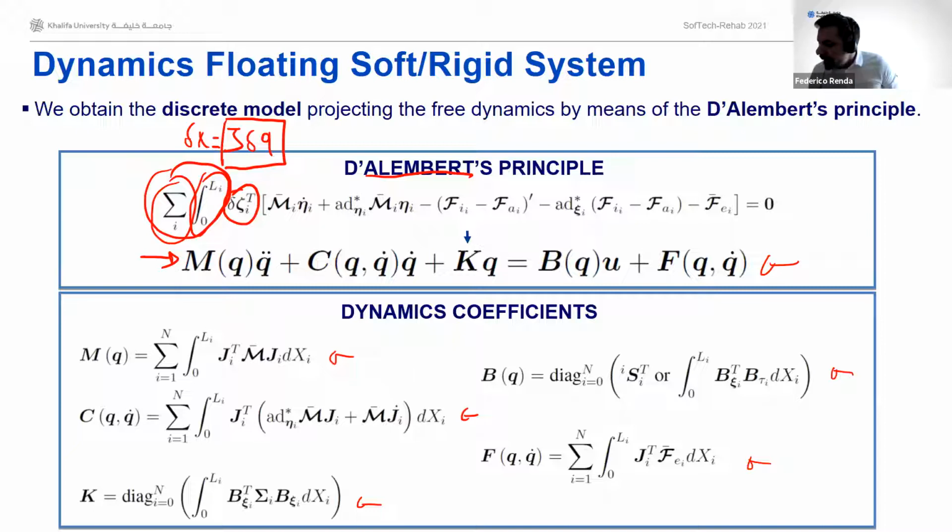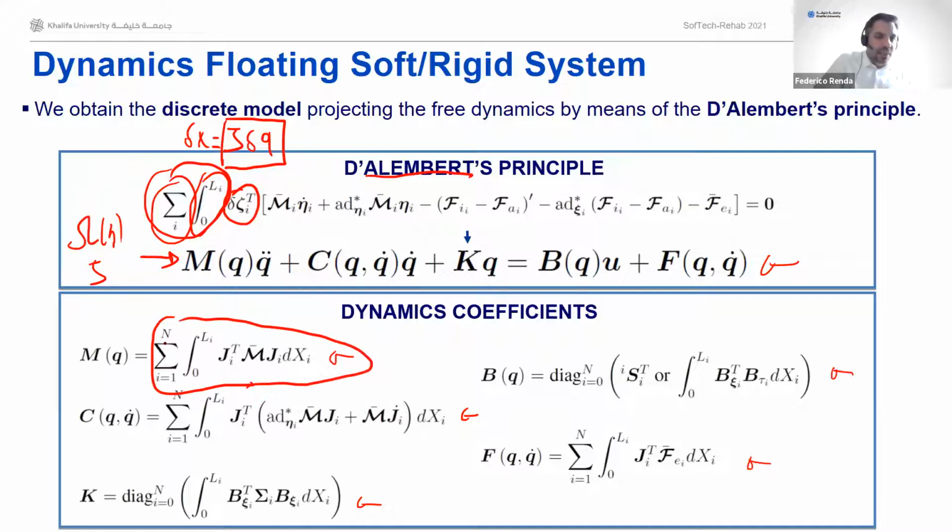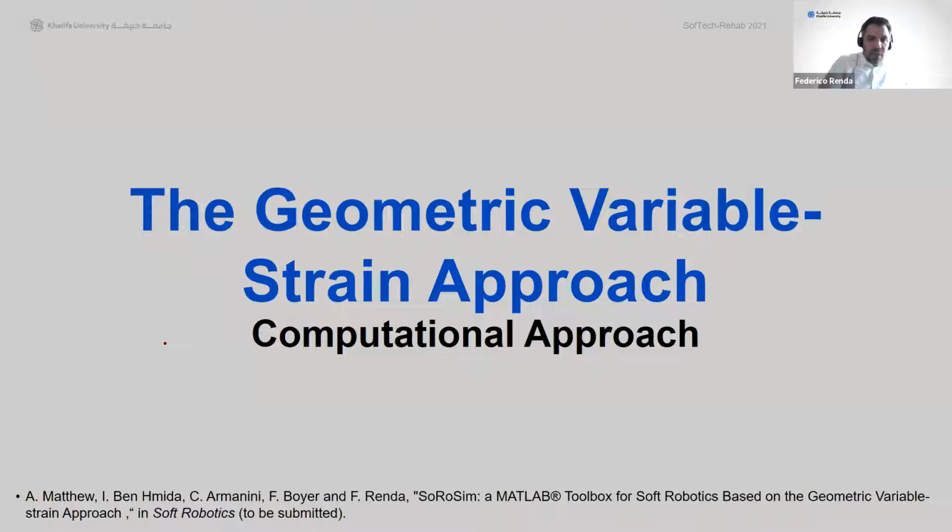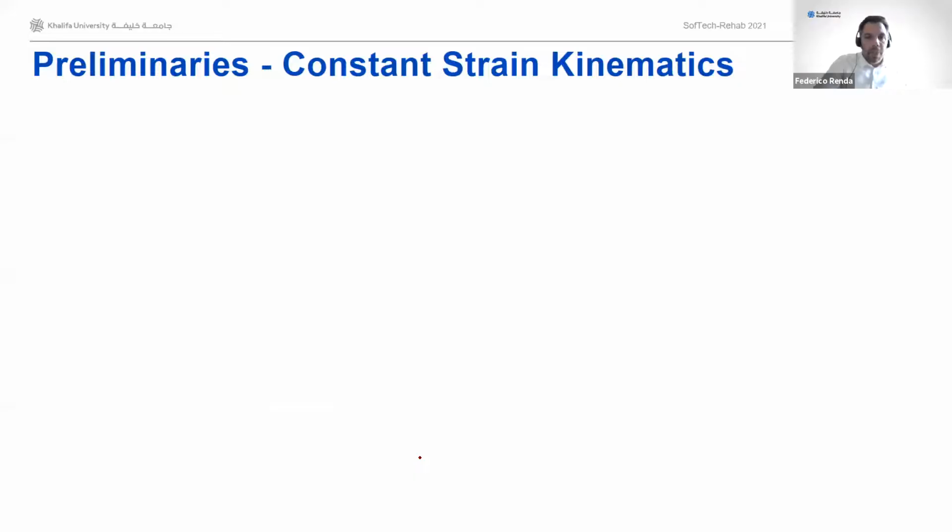So let me check the time. Okay, I will try to go a bit faster now to show you how to compute all of these quantities. We have to compute, for instance, the Magnus expansion. We have to compute the Jacobian, which is an integral of something. We have to compute the mass matrix, which is another integral, and so on. How to do that? There are many ways to do so. We present to you one of the possibilities, the one that is also implemented in the SoRoSim toolbox.